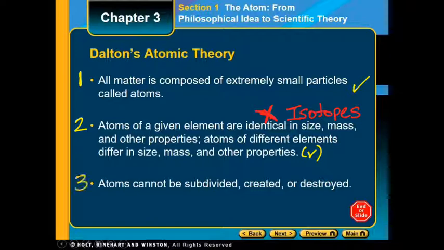Number 3, atoms cannot be subdivided, created, or destroyed. Again, early 1800s, that is what they thought. That was their best theory at the time. But we now know that that is not true. We know we can subdivide atoms now. You've heard of the electron, the proton, the neutron. It goes even smaller than that, but we will concentrate on those subatomic particles a little bit later. So atoms can be subdivided. Again, keep up with Dalton's theory. Keep up with each part to his theory. There are 5 parts, and if I make any changes, make note of those too.